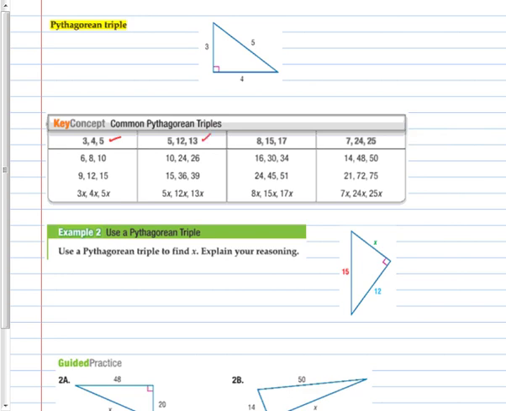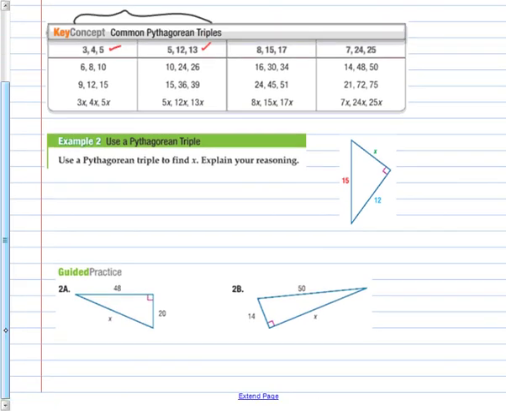5, 12, 13 is the next Pythagorean triple. And again, you can multiply it by 2, multiply it by 3, multiply it by any number. You can put a 7 in all those spots, and you'd get another set of numbers that fit the Pythagorean theorem. And then 8, 15, 17, 7, 24, 25. I would remember at least these first two. They're pretty common. 3, 4, 5 is the most common that we run across, and it helps shorten up our work.